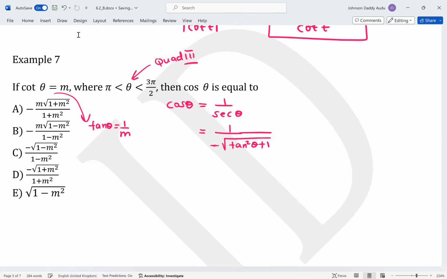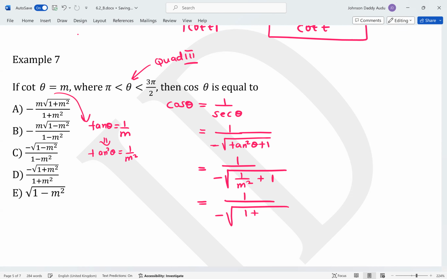All right. So now this is going to be 1 over minus the square root of 1 plus tan squared theta, and we already know that tan theta is 1 over m. This means that tan squared theta is going to be 1 over m squared. So this will be 1 over m squared plus 1. The minus is still outside. Here we can write it as 1 plus m squared, everything over m squared.